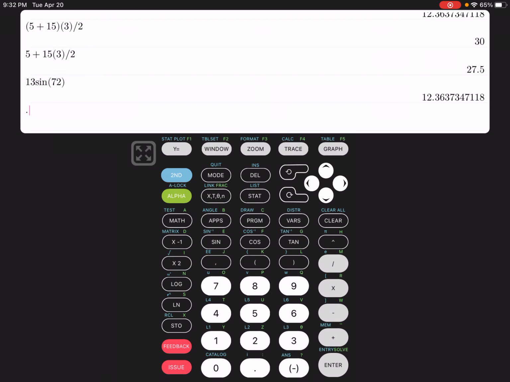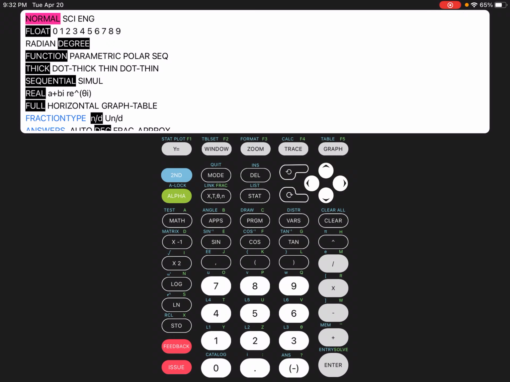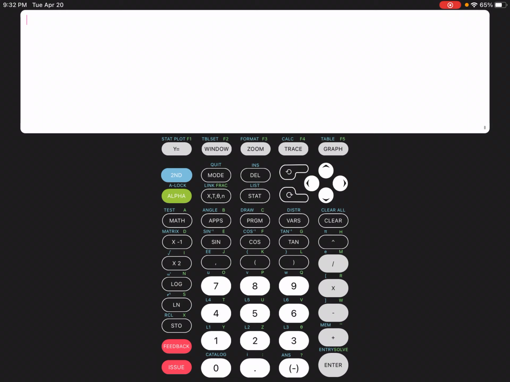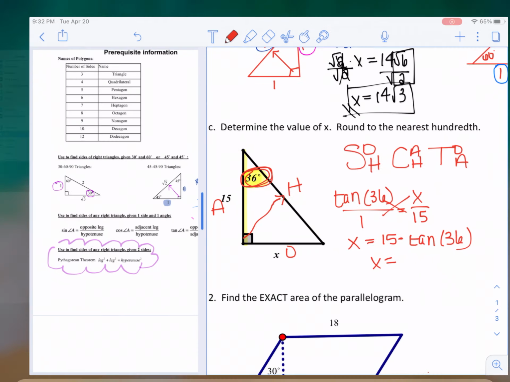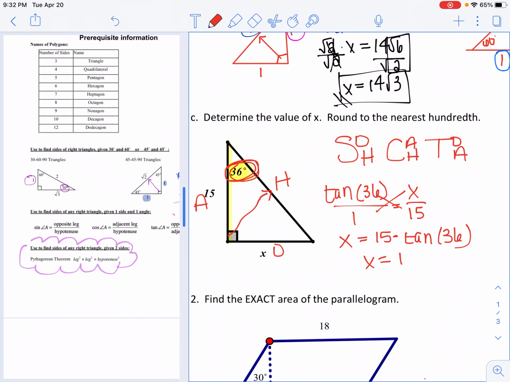You're going to go to your calculator. You're going to want to make sure you click on mode, that you're in degree. And do 15 times tangent 36. And you're going to get your answer. So you have 10.898. We rounded to our second decimal place. So we see that the 8 will change the 9. So our answer is actually going to be 10.90.